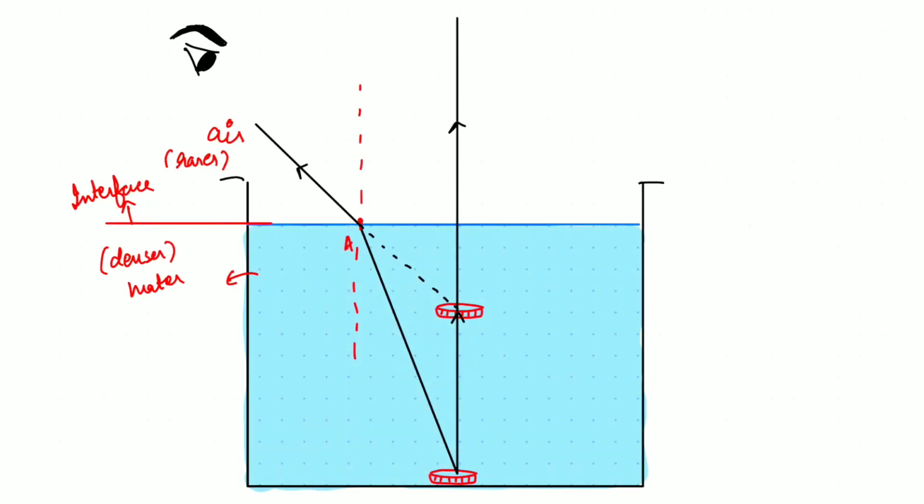So basically, like I said in the previous part of the slide, let's say this is the interface. From the interface, the distance of the object is what you call your real depth. Let me call it RD. And from the interface, the distance of your image, or the apparent image, is what you call your apparent depth. Is that a yes or no? All right, great.